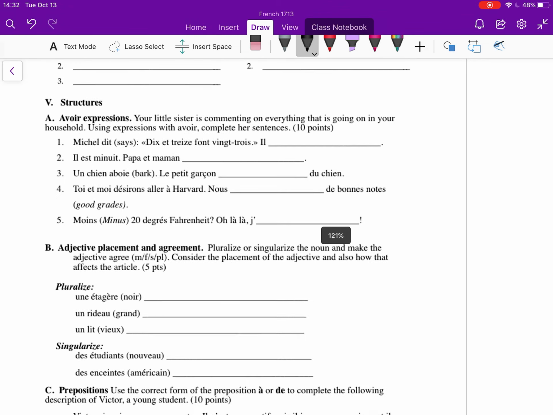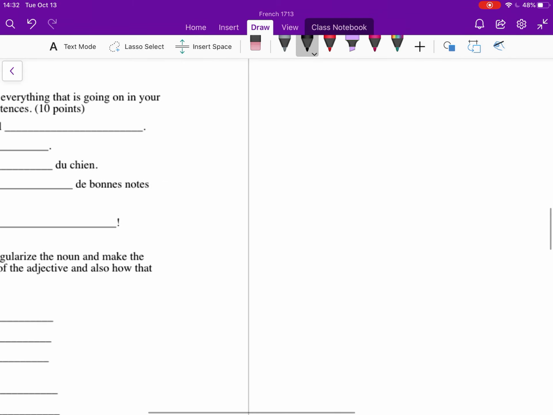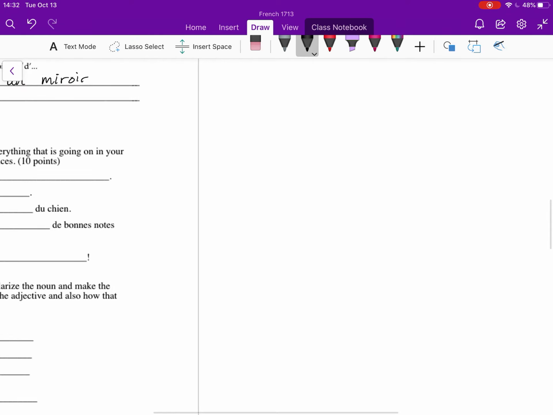Avoir expressions. Your little sister is commenting on everything that is going on in your household. Using expressions with avoir, complete her sentences. So the first thing that we need to make sure to be able to do is know how to conjugate avoir. Avoir means to have.